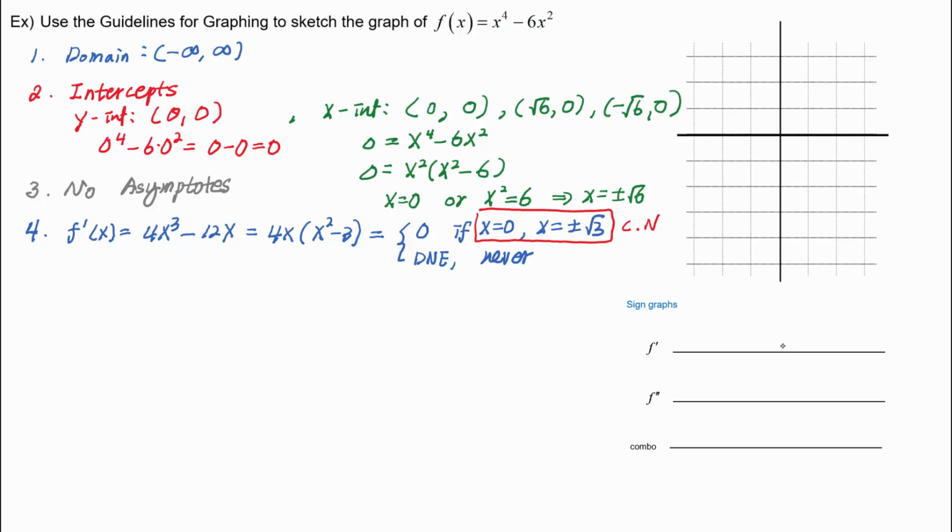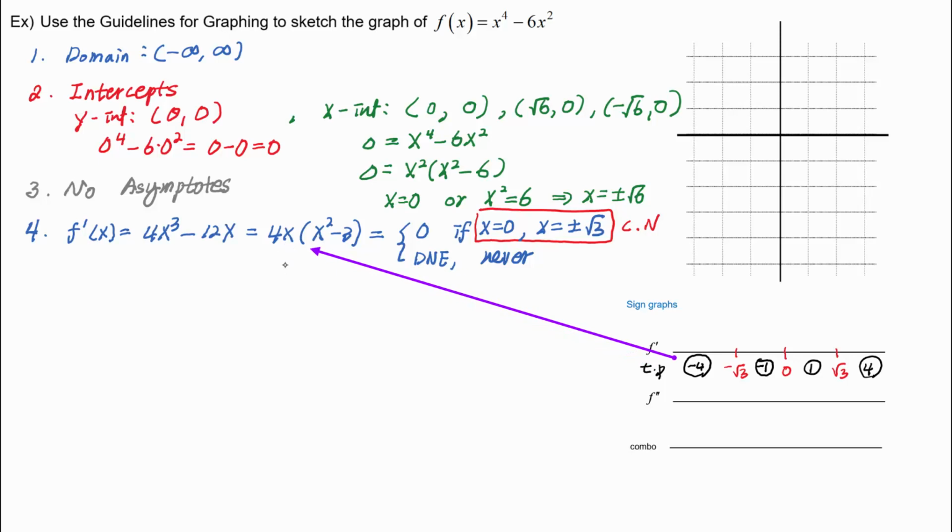So let's locate my 3 critical numbers on the sign graph. Here's 0, and here's about 1.7, let's say radical 3, and negative radical 3. So my test point is going to be negative 4 for any number less than negative radical 3. And between negative radical 3 and 0, I'm going to choose negative 1. And between 0 and radical 3, let me choose 1. Let me choose positive 4 for any number greater than radical 3. And I'm going to test my test points here.